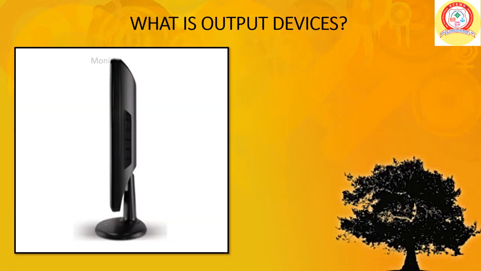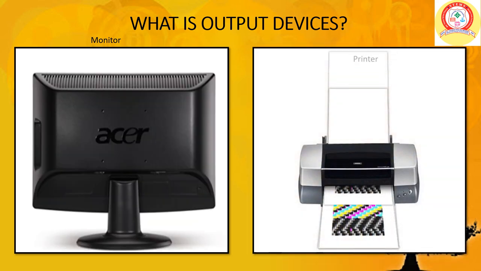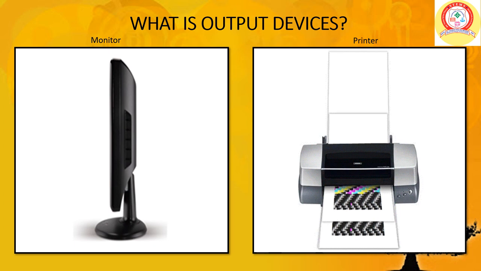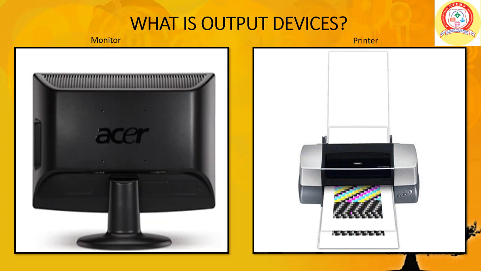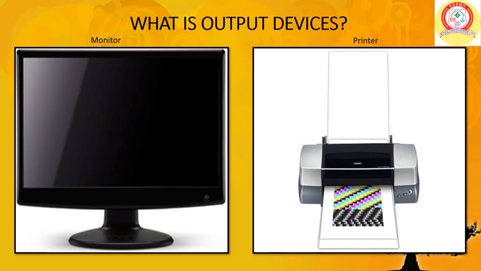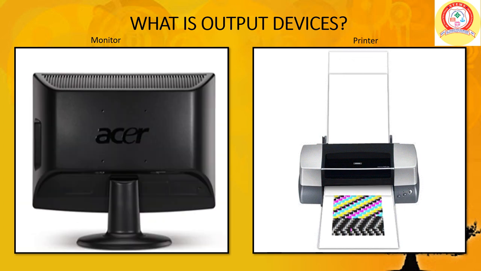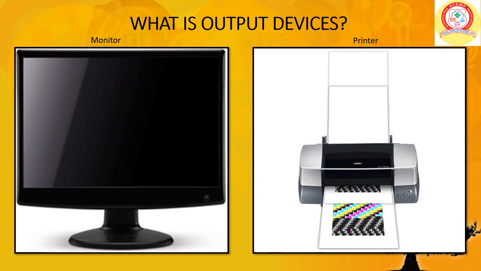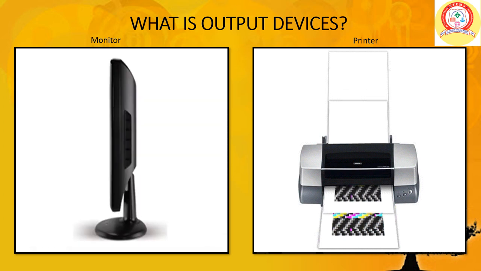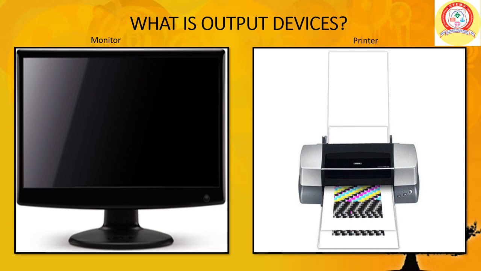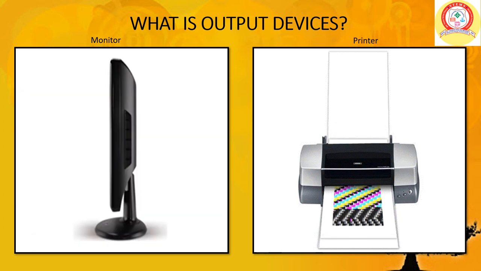What is an output device? An output device means the result given by the computer after processing the data. The output device shows or places the result after processing the input. Monitor, printer, and speakers are some examples of output devices.